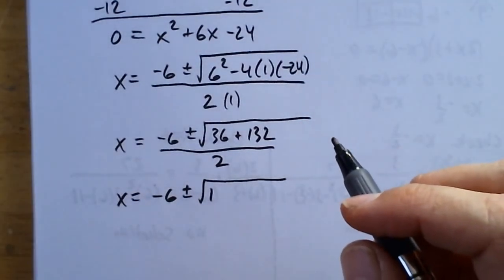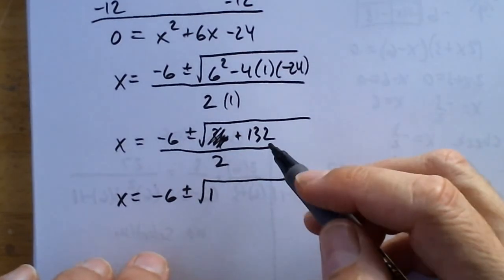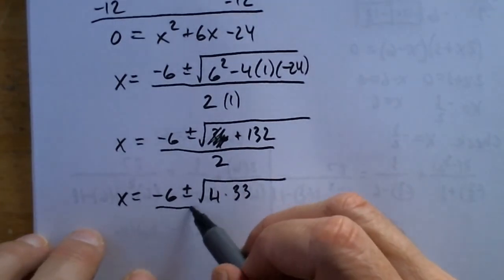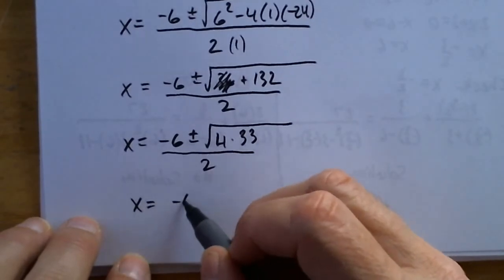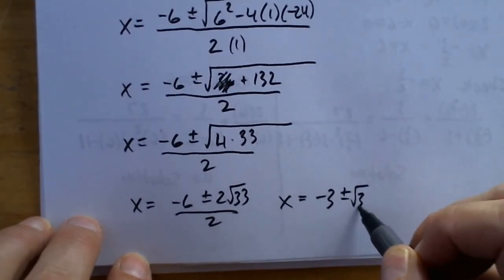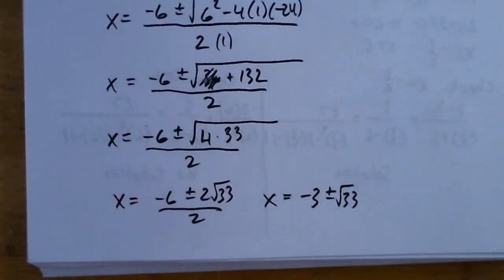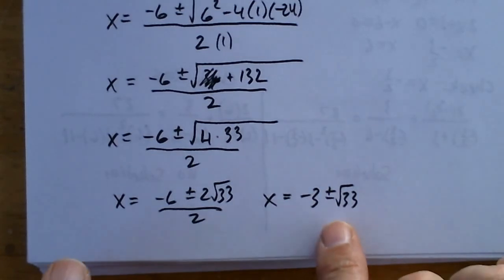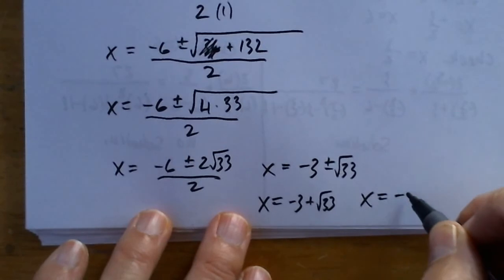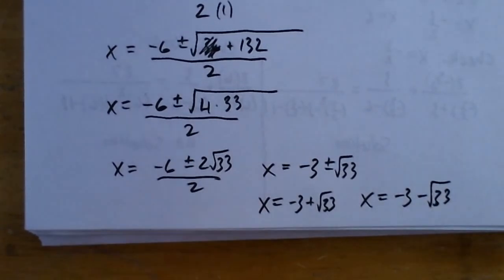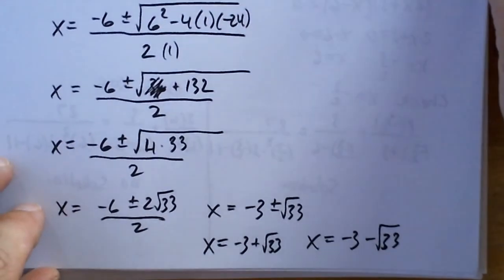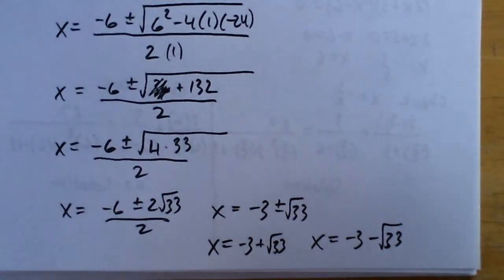This is, there's no 36 there, it's just a 132. And this is going to be 4 times 33. Okay, and then you have to take each of these. Remember that this is two solutions. This is x equals negative 3 plus radical 33, and x equals negative 3 minus radical 33. And you have to put each of those into the original and see which one works. I don't have that in my notes, so we can talk about it in class. All right, and that's the end.